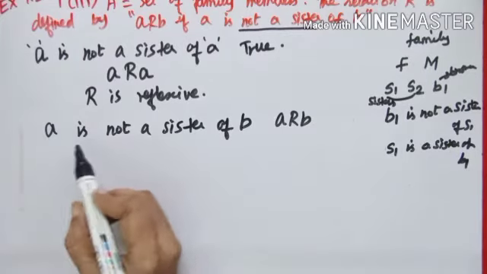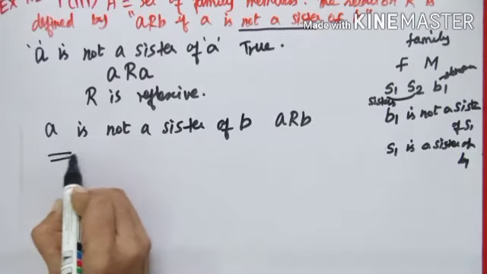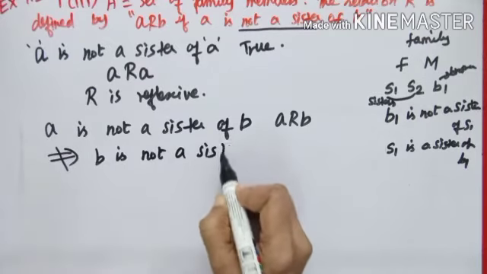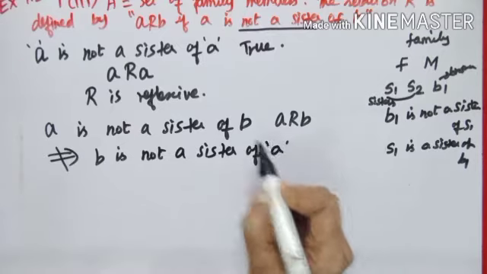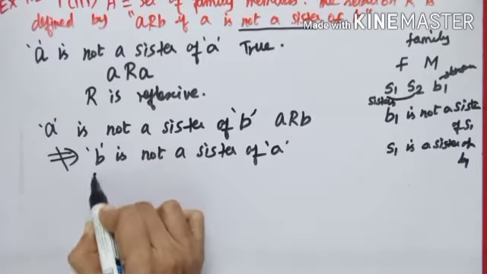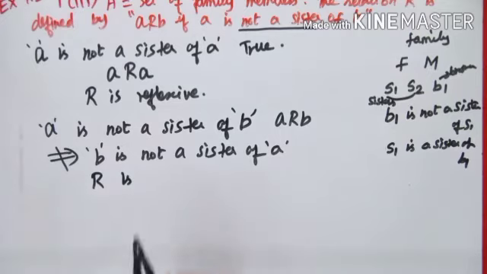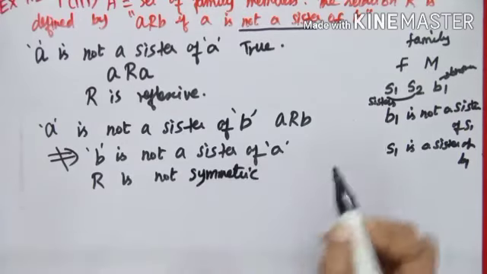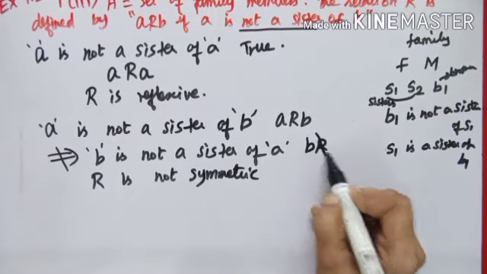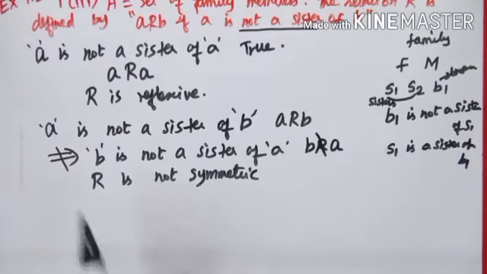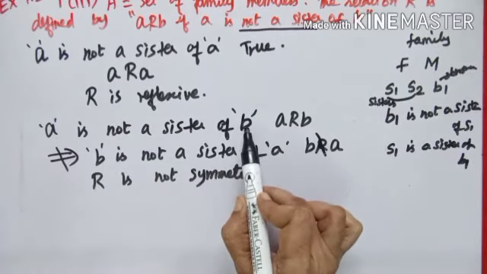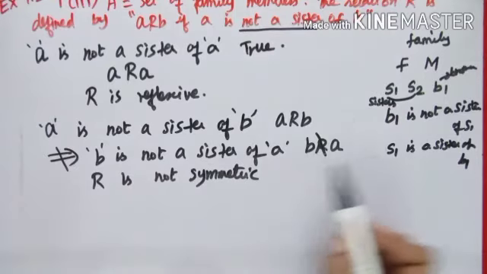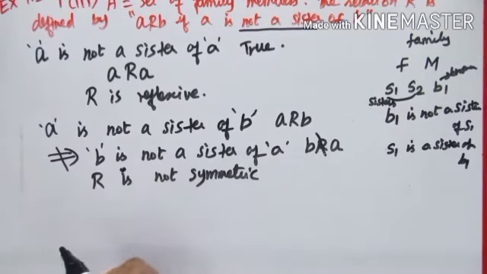So I will say A is not a sister of B does not imply B is not a sister of A. So we say R is not symmetric. B is not related to A. So A is not a sister of B, but B can be a sister of A. So this idea tells me R is not symmetric.